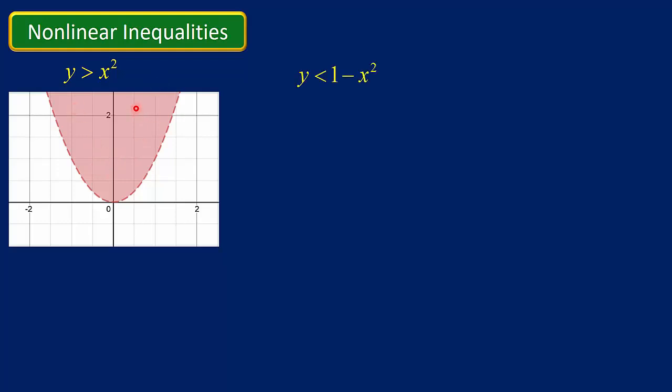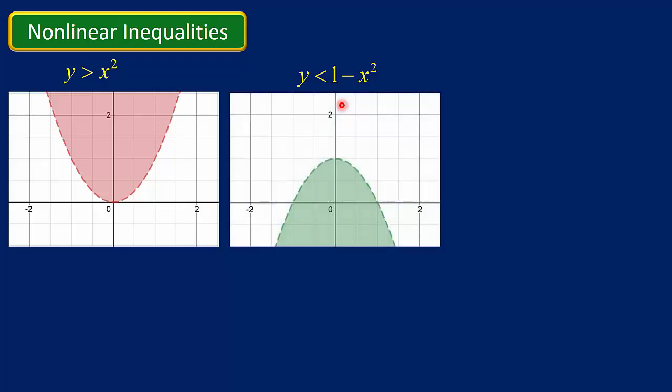Okay? Now, let's think about this one. Here we want y less than 1 minus x squared. Okay? Now here is y equals 1 minus x squared. And we want below that. We want the ordered pairs where the y is less than that. So we're going to shade below like this.